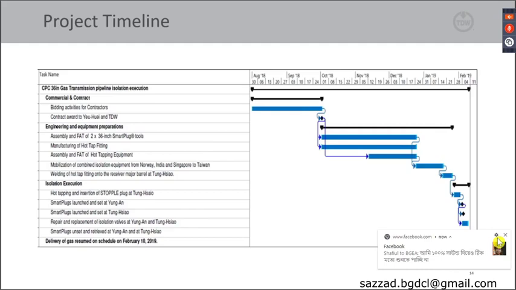Yonghui mobilized to Tung Chau site in the third week of January and welded a hot tap fitting onto the minor barrel of the receiver. The TDW crew mobilized to the two work sites at the end of January 2019. The smart plug was launched and set at Yong'an on 3rd of February and Tung Chau on 5th of February. Yonghui Mechanical Engineering completed repair and replacement of isolation valves before the smart plugs were unset and retrieved at Yong'an on 8th of February and Tung Chau on 9th of February. Delivery of gas resumed successfully on schedule on 10th of February.